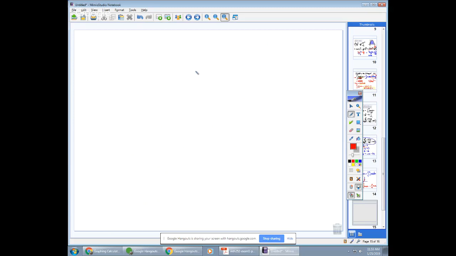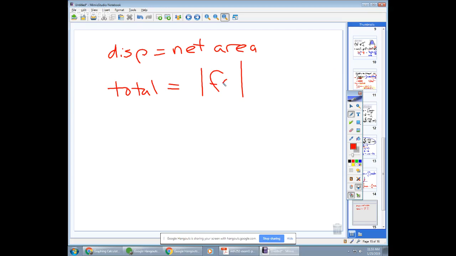So the total should be bigger than the net. Total is always bigger than the net. Well, greater than or equal. Yeah. If there's no negative areas, they're the same. So what Sam was saying is displacement is net area or net change. And then total just means you have to use the absolute value of the function.